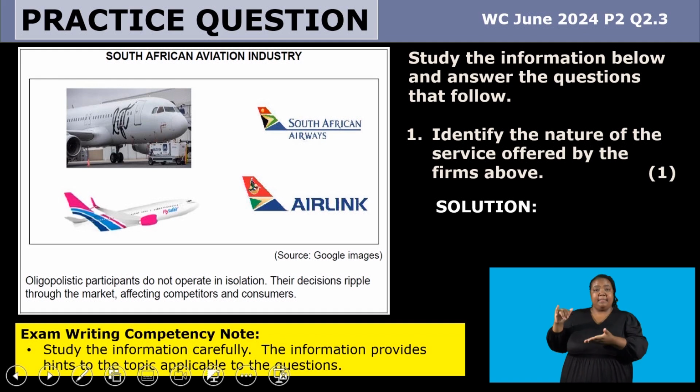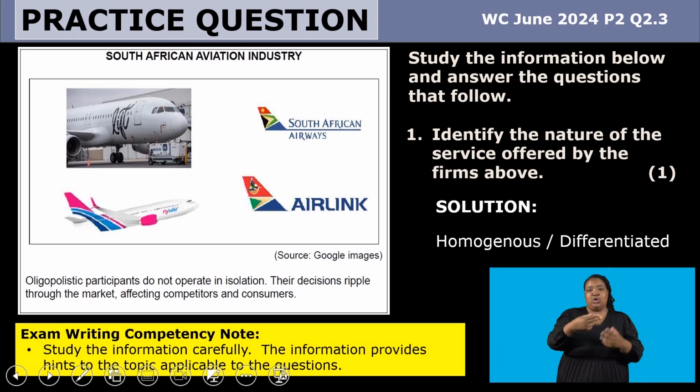So this is the aviation industry, different airlines. What type of service do they provide? They provide homogeneous or differentiated services. So some of the services might be the same, but at some point, these airlines try to make their services look different in a way to try and attract customers.